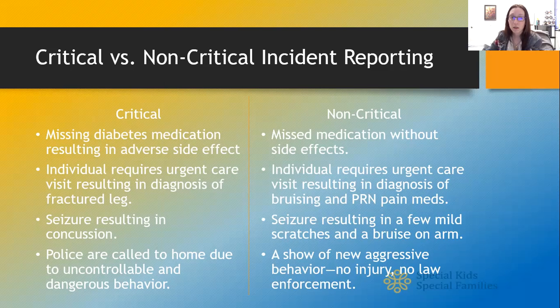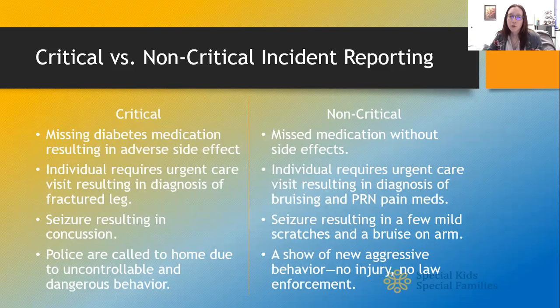Seizure resulting in concussion. All seizures obviously are tracked via Therap or the program-specific tracking procedures, but if it does result in a concussion, those are critical. That is a critical incident due to the fact that a concussion can be serious to the health and well-being of the individual. If there is a seizure resulting in a few mild scratches and a bruise on their arm, this is going to be reported, but reported as non-critical.